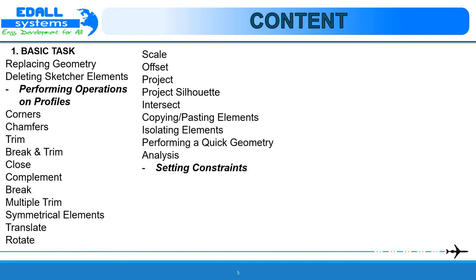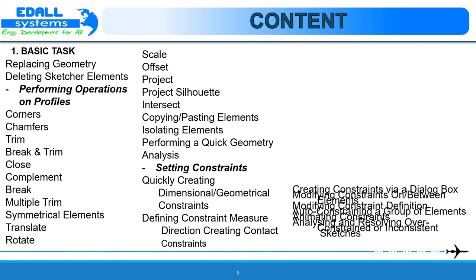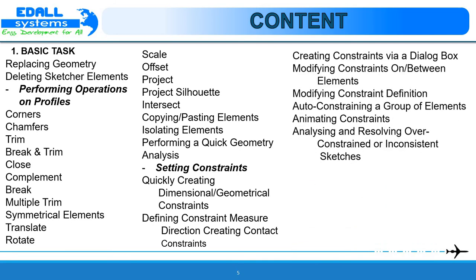Under setting constraints, we have quickly creating dimensional geometrical constraints, defining constraint measure direction, creating contact constraints, creating constraints via a dialog box, modifying constraints on between elements, modifying constraint definition, auto-constraining a group of elements, animating constraints, analyzing and resolving over-constrained or inconsistent sketches.